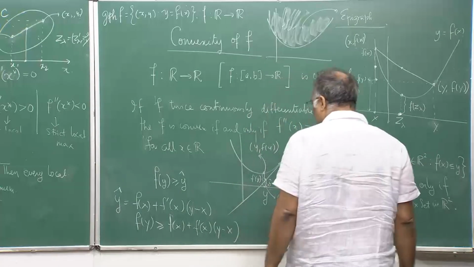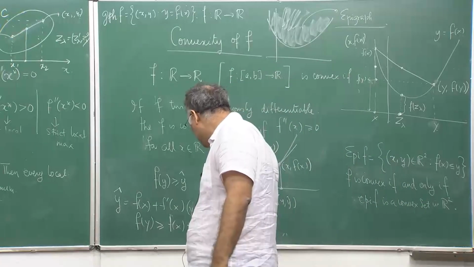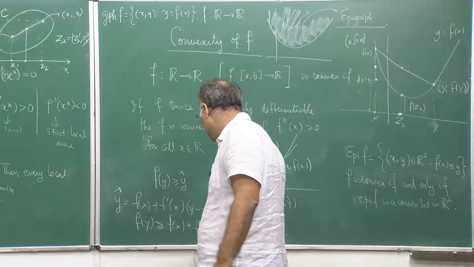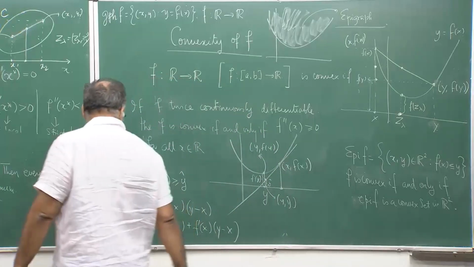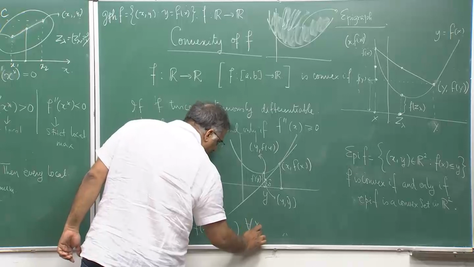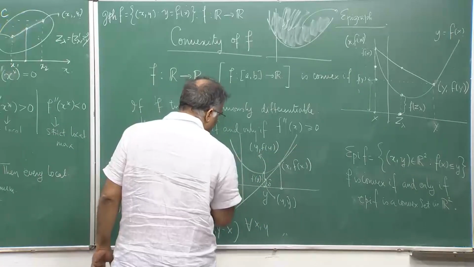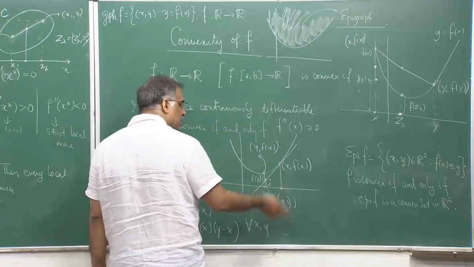But what I want to tell you is that this is true for all x, y in R. It is not for some particular x, y, because I have just chosen arbitrary x, y. You can take x here or y here, or y here and x here, you do the same thing and you get the same answer.